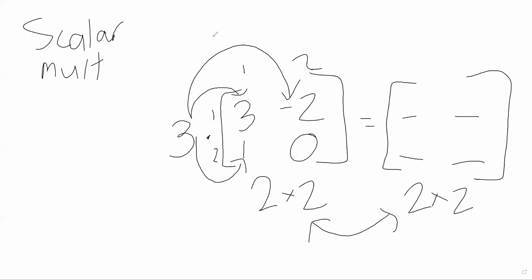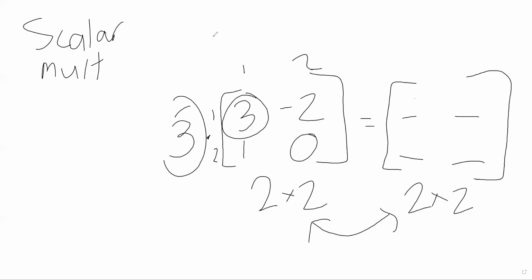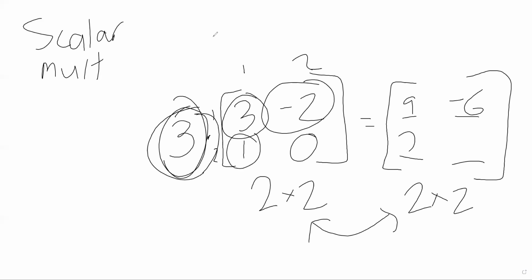So let me just show you what I mean. Erase those arrows just to keep it simple. We're going to do 3 times 3 to get 9. 3 times -2 to get -6. 3 times 1 to get 3. And then 3 times 0 to get 0. And that's how you do scalar multiplication.